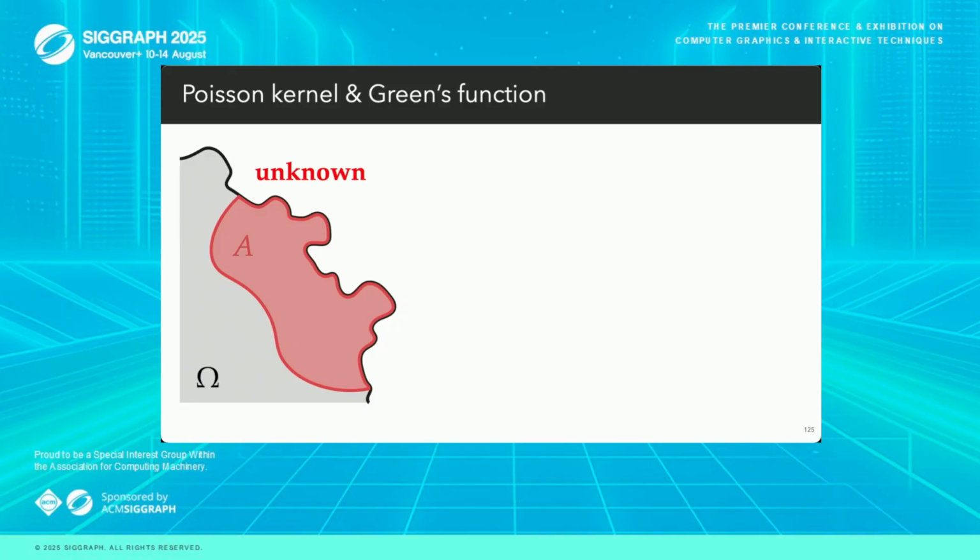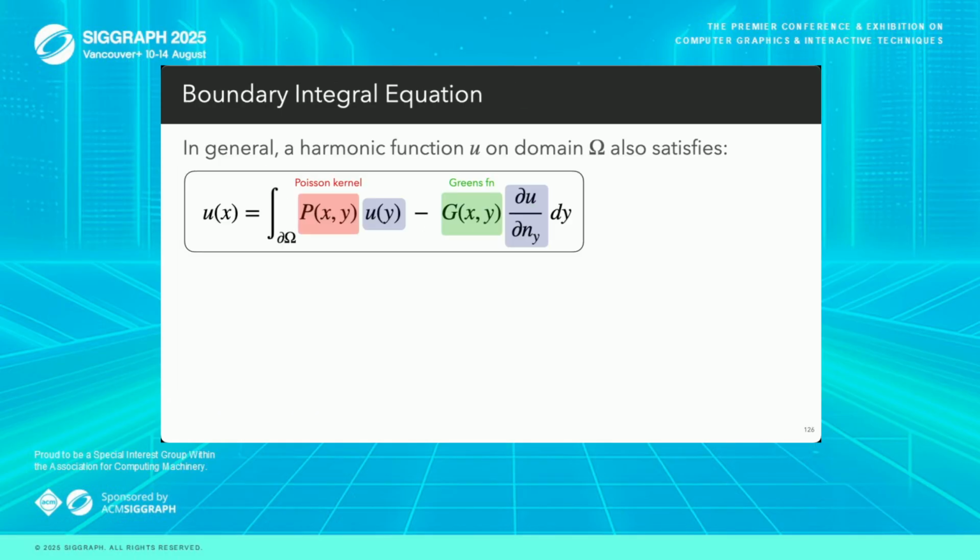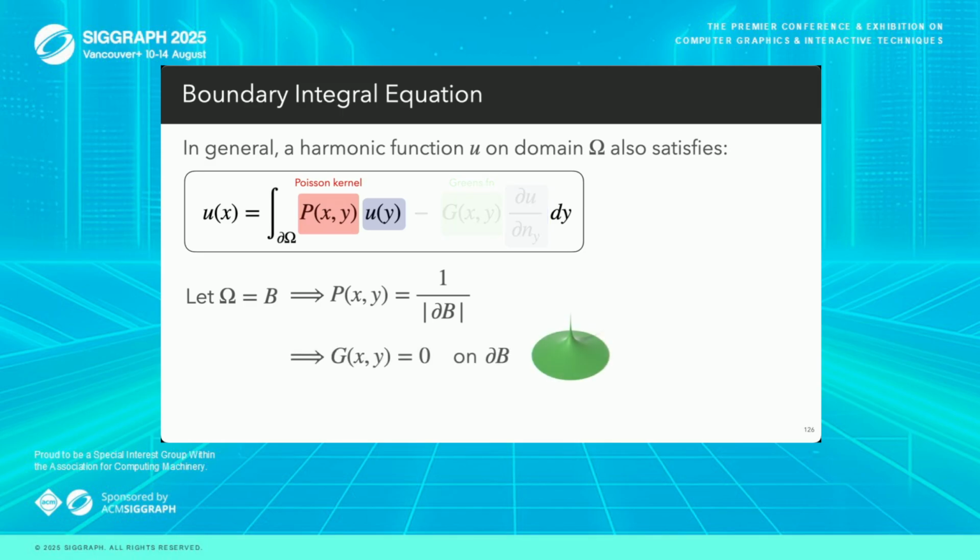The place where we start is by looking at the Poisson kernel and the Green's function. While we don't know these for arbitrary domains, they are analytically defined for simple domains, such as a ball or free space. So we can start by considering using the kernels for the Green's function or the Poisson kernel for these simple domains. Suppose that we took the domain omega and assumed it was an empty ball. Then inside of this boundary integral equation, the Poisson kernel is going to be uniform, and the Green's function will happen to be 0 over the boundary of the ball. This means you actually arrive back at the mean value integral, which we use for walk-on spheres.